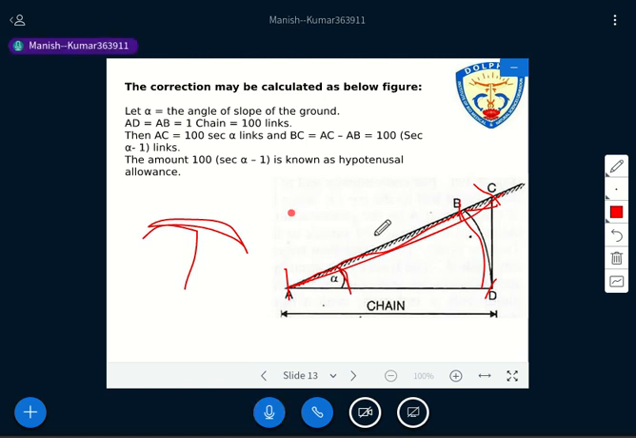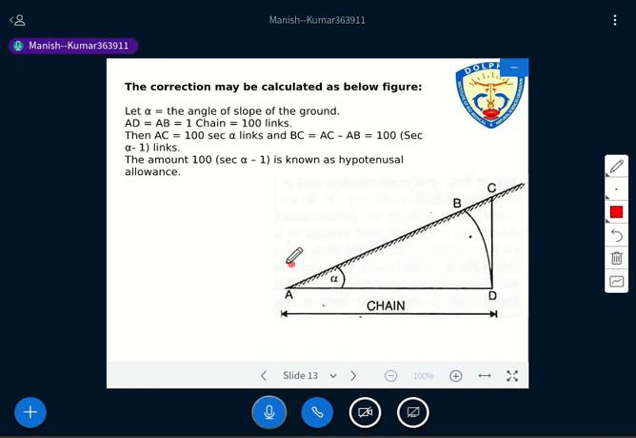Now, we have already studied this when we discussed the concept of the instrument chain. There it was discussed that a chain has 100 links, isn't it? This concept is already explained to you. The chain has 100 links. Now come to the point here. If you look at this triangle ACD, it is again a right angle triangle, isn't it? So what will be the value of AC?